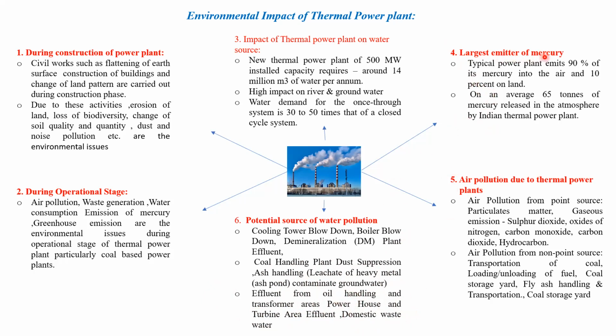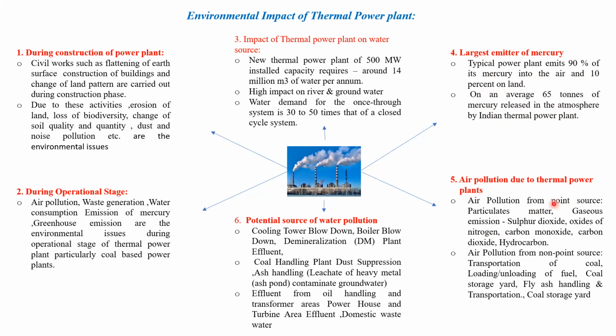Largest emitter of mercury: a typical power plant emits 90% of the mercury into the air and 10% on land. On average, 65 tons of mercury is released into the atmosphere by Indian thermal power plants. Now we are seeing just the impact; what the results of these mercury emissions are, we'll see in the next slide.